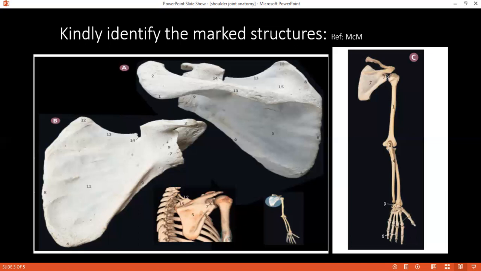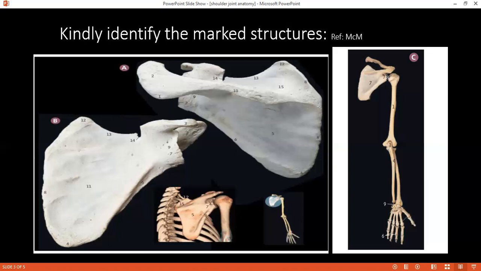Can you please tell me briefly how the shoulder girdle is formed? Shoulder girdle is formed by the scapula, the glenoid cavity of the scapula with the humerus forming the glenohumeral joint, and the acromial end of the clavicle joining with the acromion of scapula, forming an acromioclavicular joint, and as a whole, it would act as a shoulder girdle.